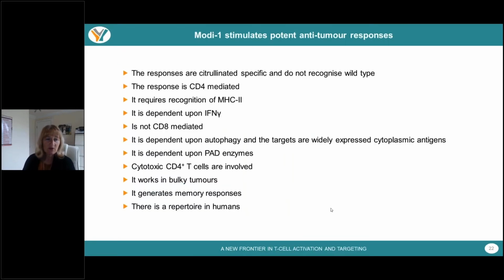So just to summarize then, the responses are citrullinated specific and do not recognize wild type. It's CD4. You do need MHC2. It's dependent on gamma interferon. At the moment, we see no role for CD8s. They do need autophagy, and they are widely expressed cytoplasmic antigens that are modified or citrullinated. That's by the PAD enzymes. Seems to be cytotoxic CD4s. It works in very bulky tumors, and it generates memory responses, and there is a repertoire in humans.